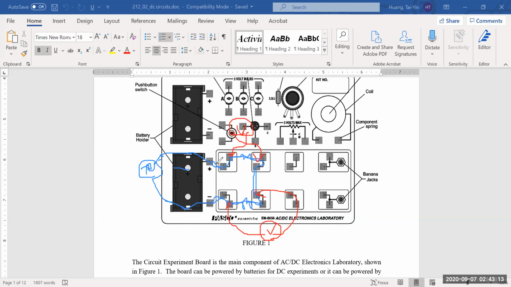Okay, to measure total, I will connect my positive to positive, my negative to negative.